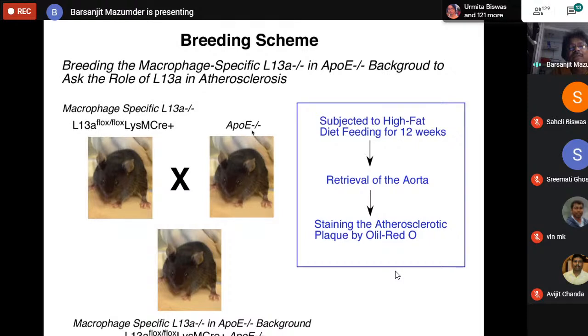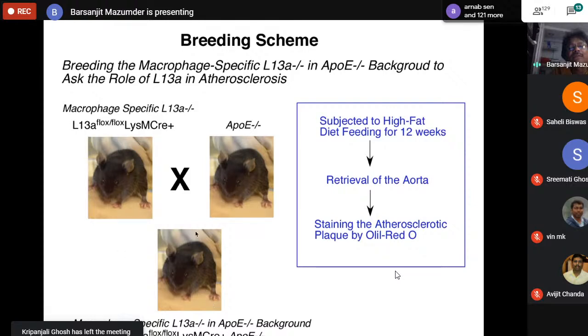And this mouse was developed by Oliver Smithies, who got the Nobel Prize for the generation of gene knockout mice. So we have used that model, and this is a very standard way to use it. We cross ApoE knockout with our macrophage-specific knockout mouse and generate another chimeric, so we breed this background into the ApoE knockout background.